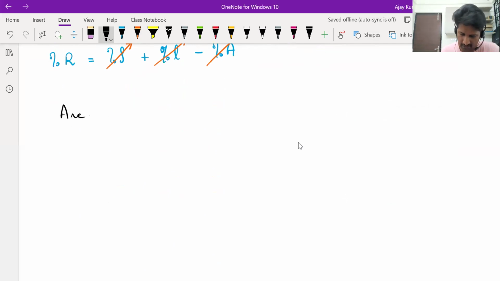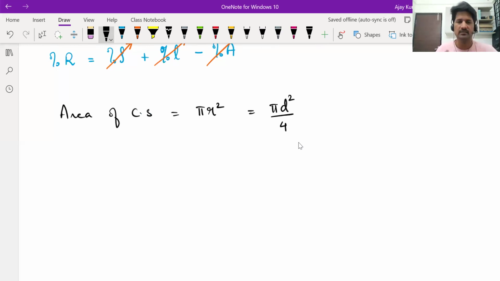Area of cross section is equal to pi r square. Okay, we assume it's a circular wire. And this can be written as pi d square by 4. Because radius is half of diameter, r square becomes d square by 4. So this is how area is related to diameter.